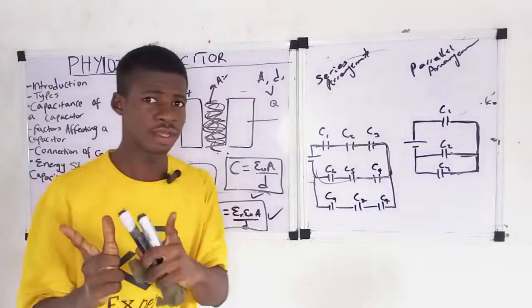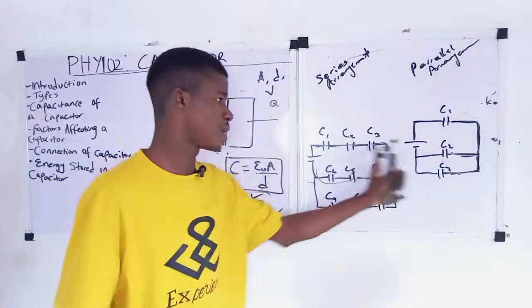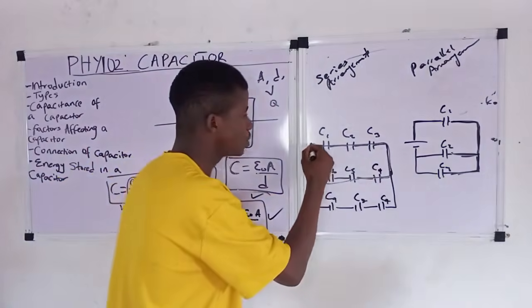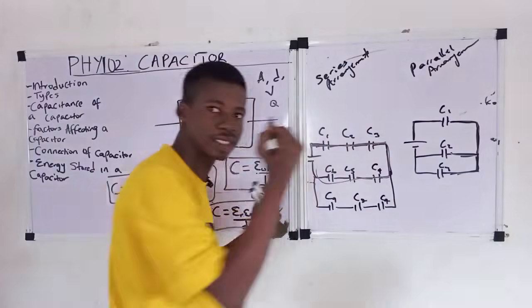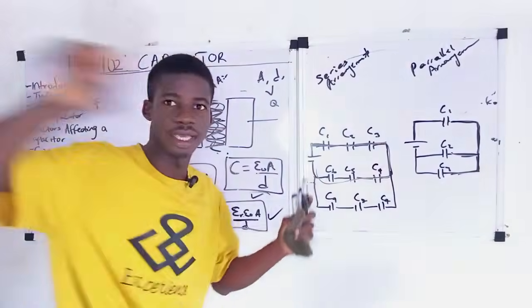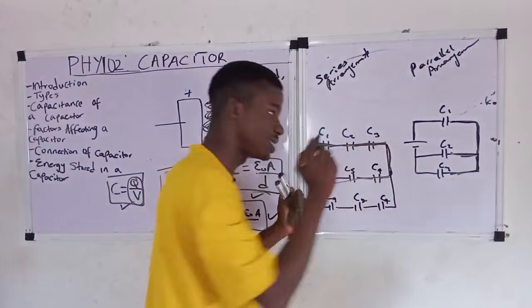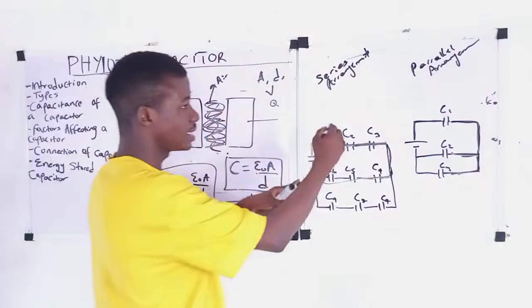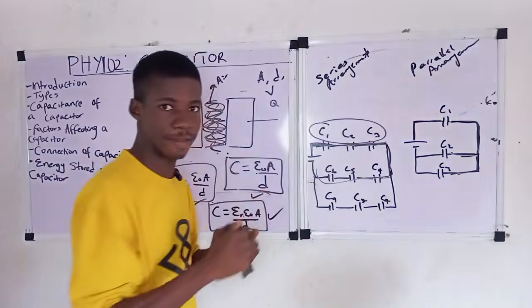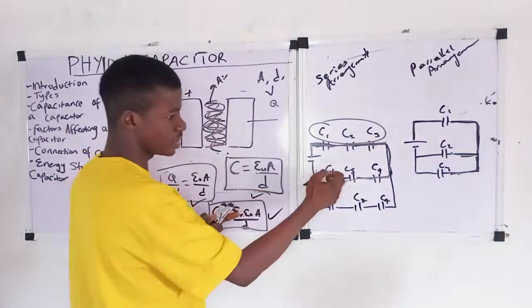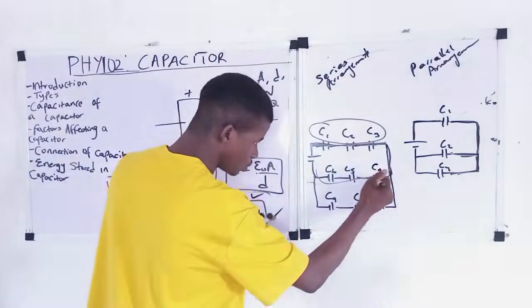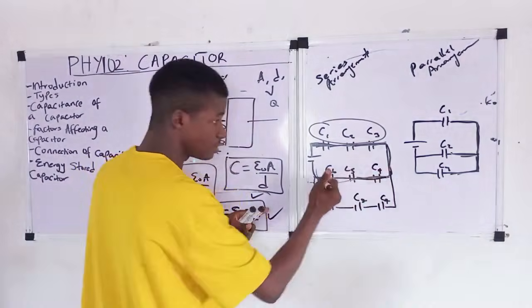If you look at this one very well, these are all in series, right? They are connected by just one wire. So this is just series. In this scenario, these are in series to each other. Same thing goes here. These ones too are all connected by the same wire.